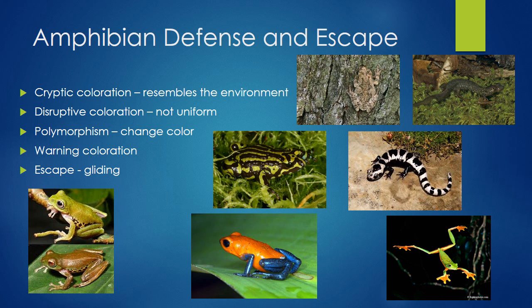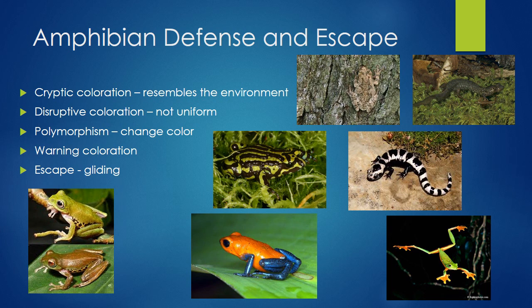So that's how amphibians get their food, but what about amphibians being food for other things? There are some adaptations for defense and for escape in amphibians so that they don't get eaten. And some of those are their coloration. So there's cryptic coloration where they blend in. It's like camouflage, right? There's a gray tree frog blended in with that bark.